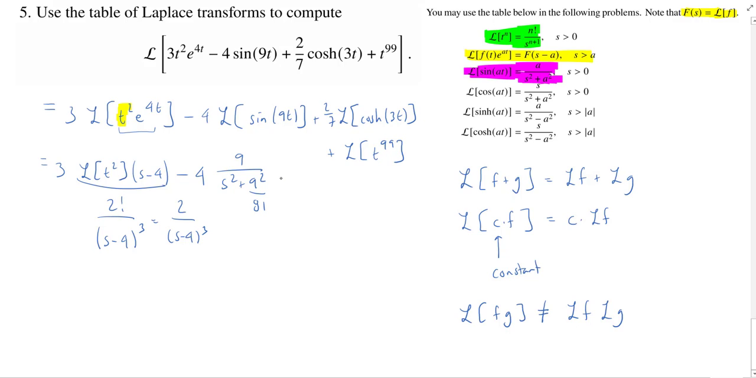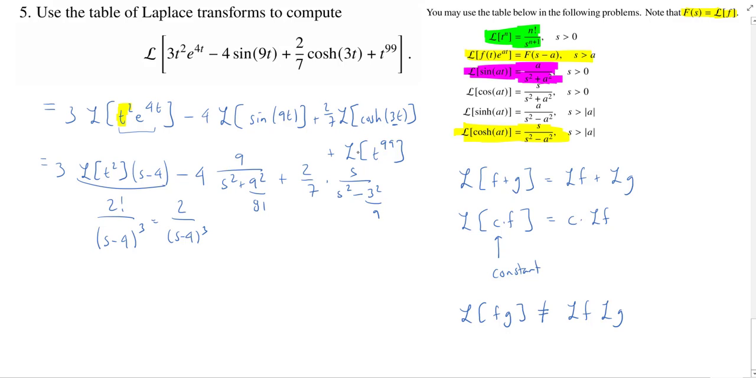Okay, so we go to the next summand. We have plus 2 over 7 times the Laplace transform of the hyperbolic cosine of 3t. Hey, that's right in the table again. Don't even have to know what the hyperbolic cosine is, right? We just know we have it in a table. How beautiful is that? So we're going to get s over s squared minus, okay, I need a squared. What was my a? Well, hyperbolic cosine of 3t, so my a is 3, so this will be 3 squared, or if you prefer, 9.